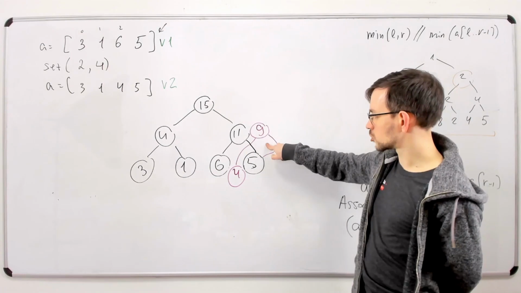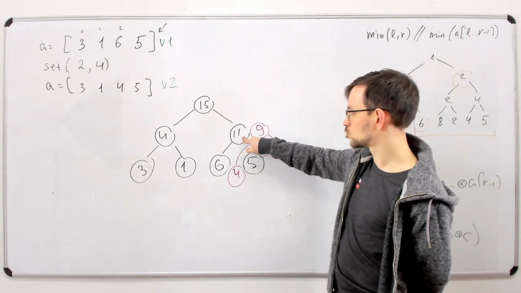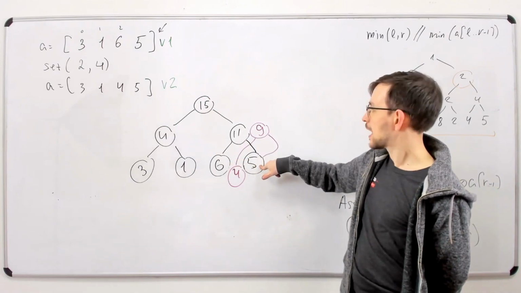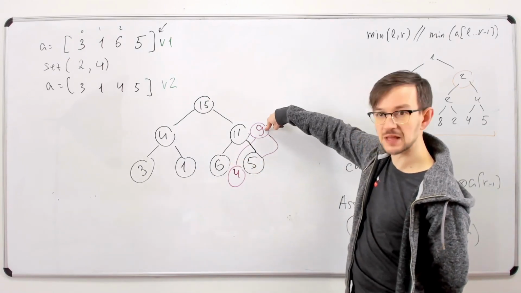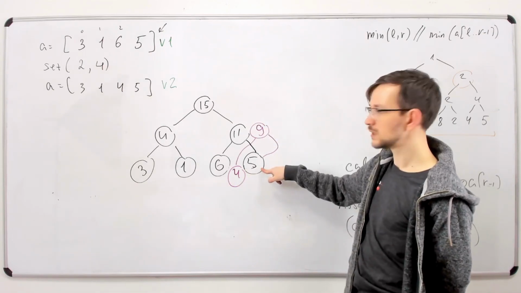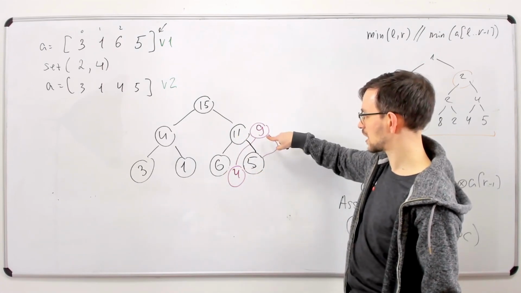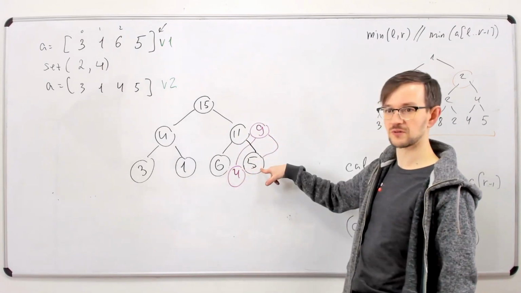So here we have two versions. The first version is this 11, and it has two children, 6 and 5. The second version is this 9, and it has two children, 4 and 5. So in this version we have 11, 6 and 5. In this version we have 9, 4 and 5.